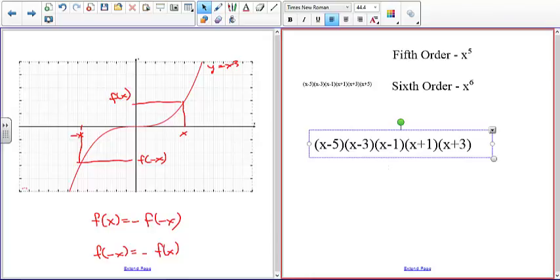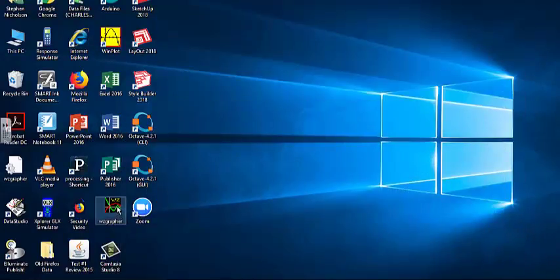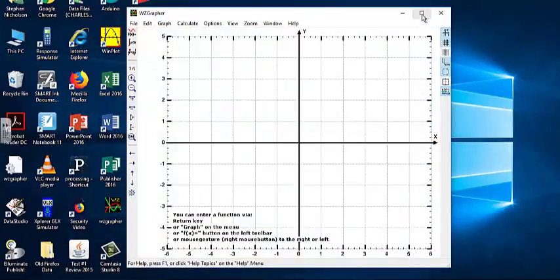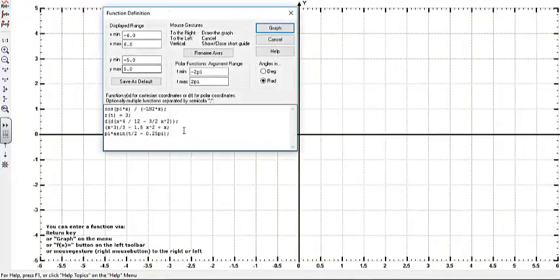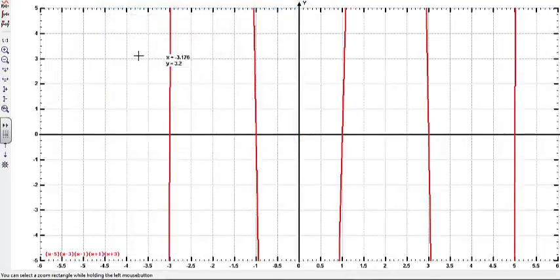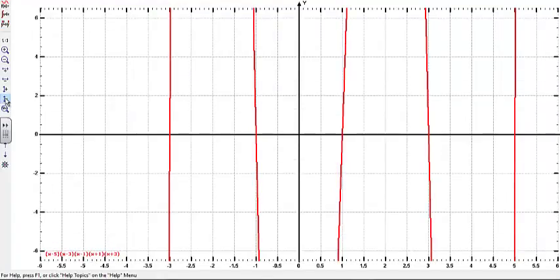So if we go to the graphing program here, and we paste in the function that I just had, and I graph it, you'll see this. It looks like a lot of lines. So we're going to zoom out in the y direction.